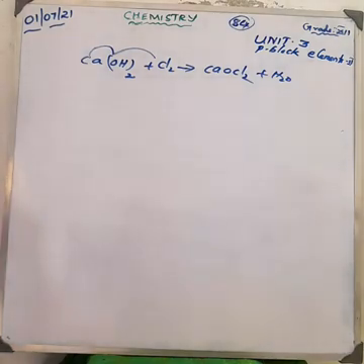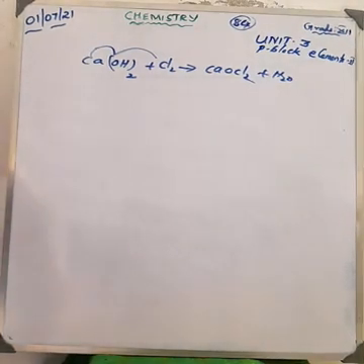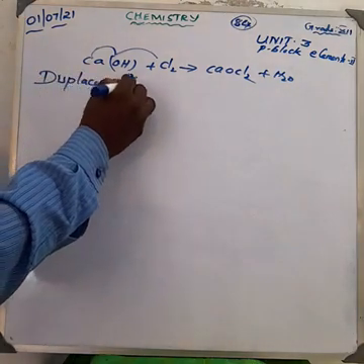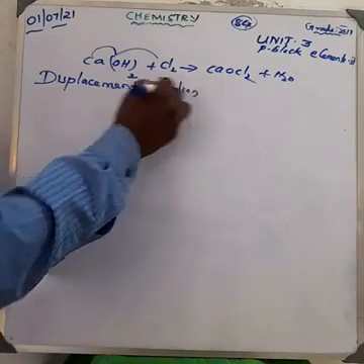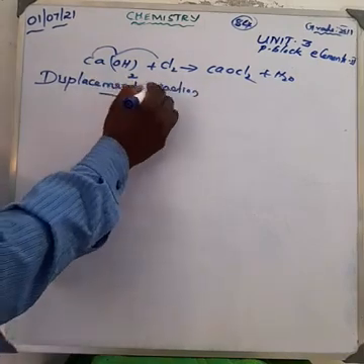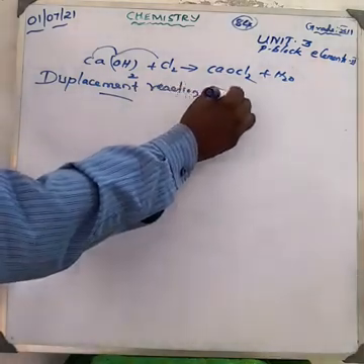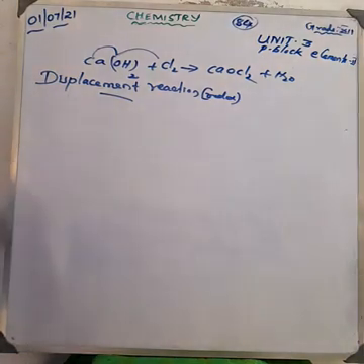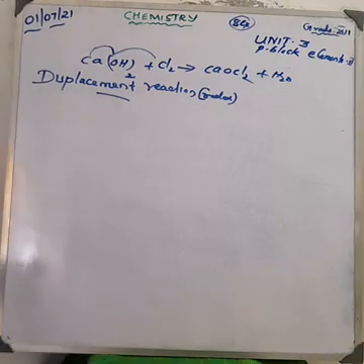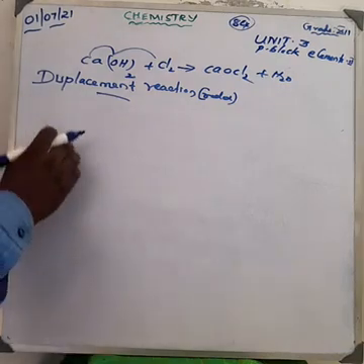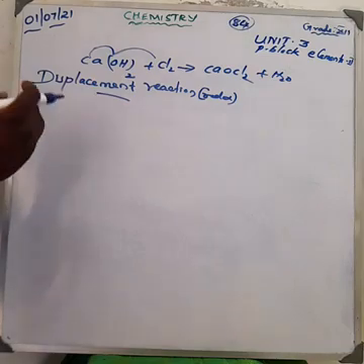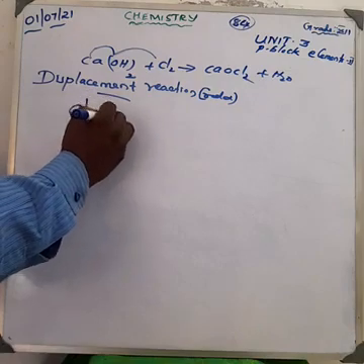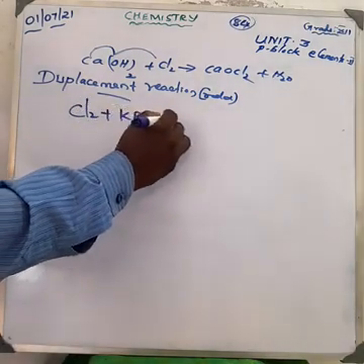Next, displacement reaction, otherwise we can say displacement redox reaction. Here, chlorine displaces bromine from bromides, iodine from iodide salt. Here, chlorine displaces bromine from potassium bromide. Chlorine displaces bromine from potassium bromide.